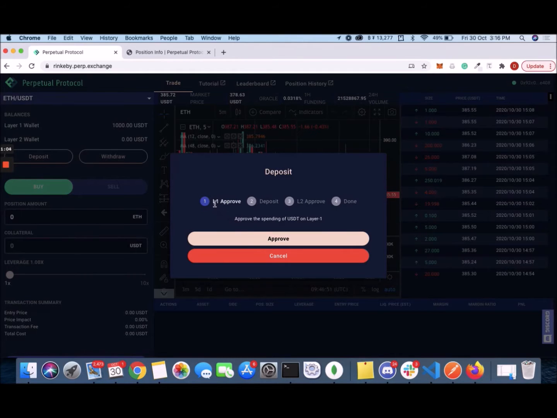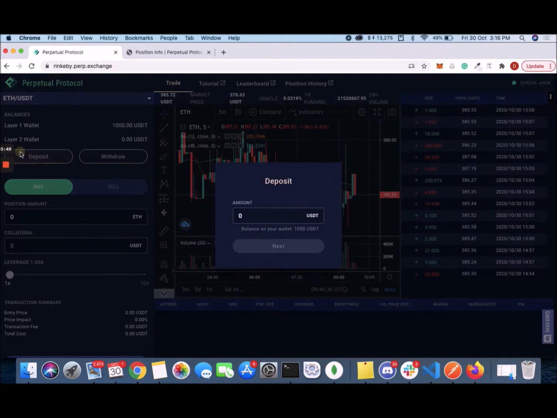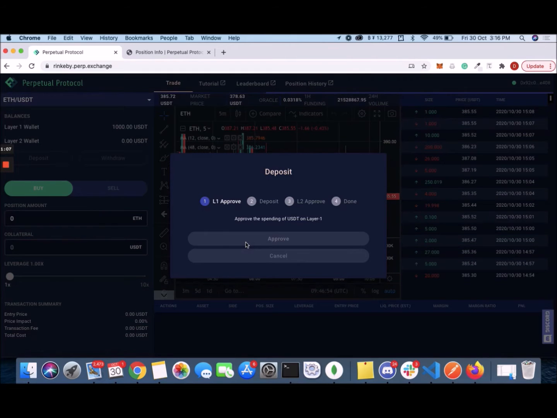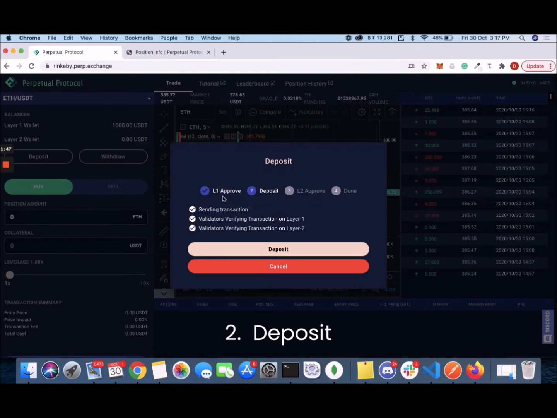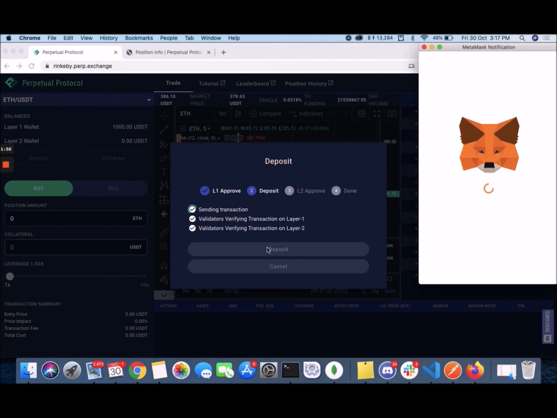You see, there are four steps involved. First, let's approve this transaction on layer one. Next, we need to deposit the 500 USDT to the perpetual contract. Biconomy is not integrated on layer one, so the user will need to pay the fees for these two steps. However, all the transactions and trading on layer two will be gasless, as you will see.